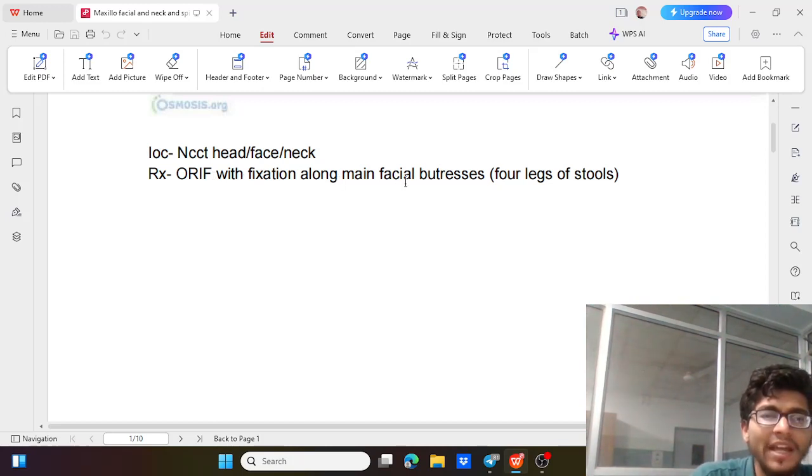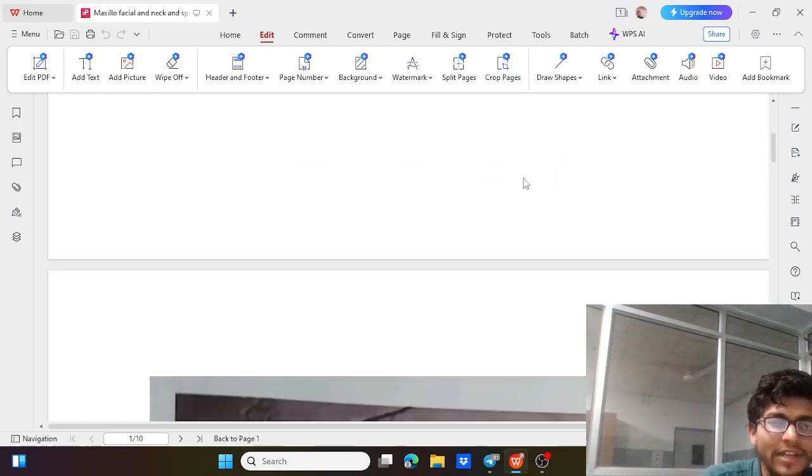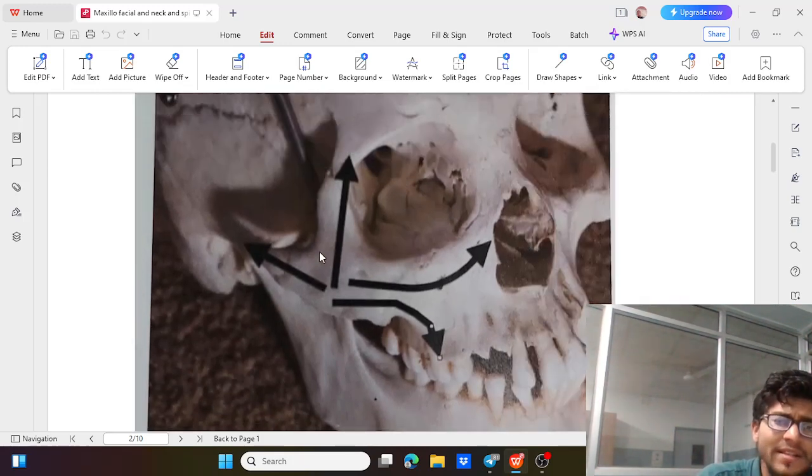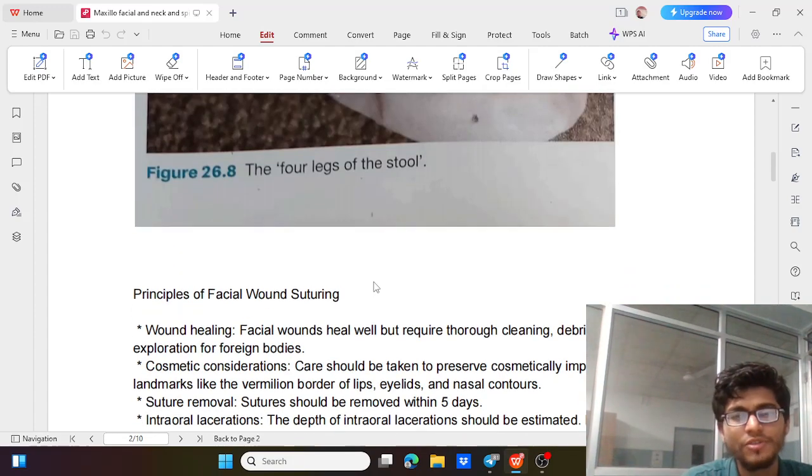The fixation is along the main facial buttresses, which are like the four legs of a stool. What are these four legs? You can see in this diagram, given very nicely from Bailey: the zygomatic arch, the zygomatic process, the infraorbital ridge, and the maxillary bar or maxillary process. So these are the four legs of the stool which will be used for fixing the plates with the screws to give support to these injuries.